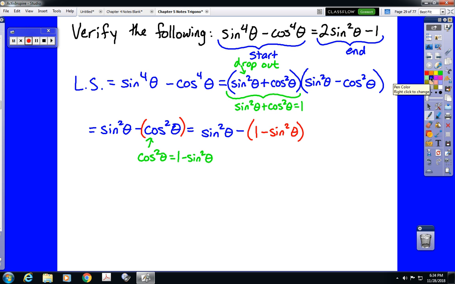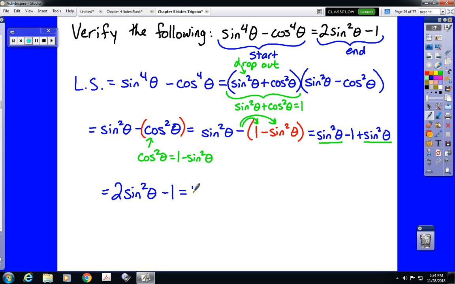That would mean we need to distribute this negative to the 1 and to the sine squared theta. That would be sine squared theta minus 1 plus sine squared theta. Those two sine squareds are like terms. So that would allow us to combine them to write it as 2 sine squared theta minus 1, which is the right side of the expression.